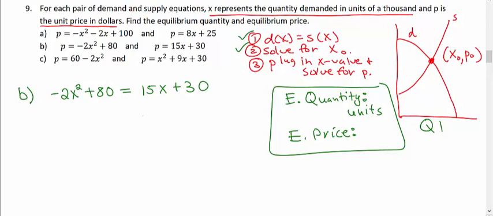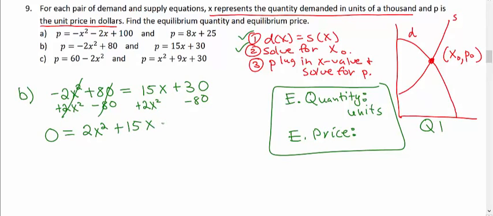We're going to bring everything over to one side, so I'm going to go ahead and add 2x squared to both sides and subtract 80 from both sides. So I get everything to cancel out on the left side. I get 0 equals 2x squared plus 15x minus 50.